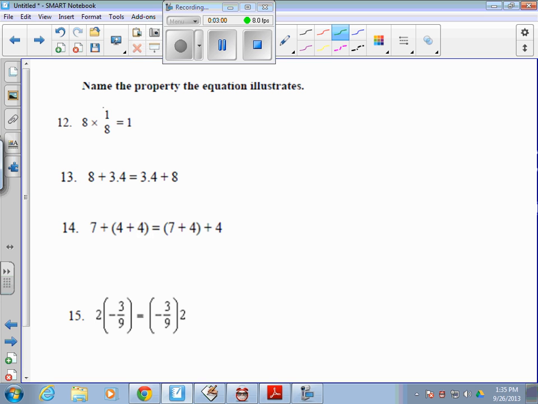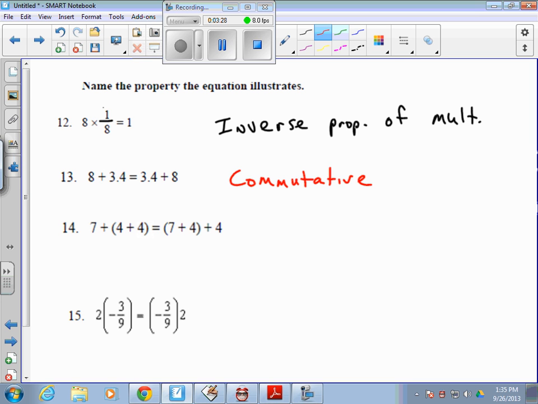We're naming these properties. It says 8 times 1 over 8 equals 1. 8 times what? That's the inverse property. Inverse. And it's a property of multiplication. We know that's multiplication, not addition. 8 plus 3.4 equals 3.4 plus 8. All they're doing is moving positions or commuting. That's the commutative property. And it's a commutative property of addition because that's adding those.